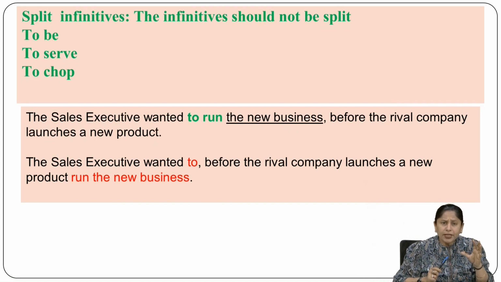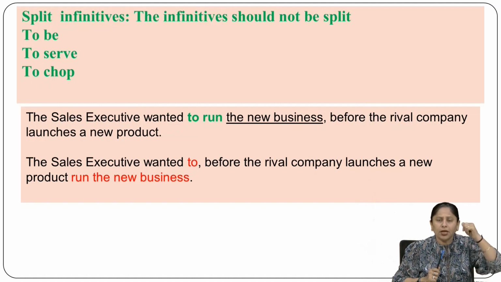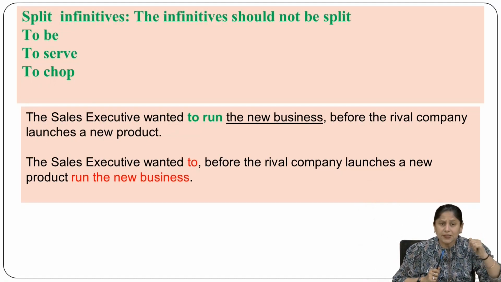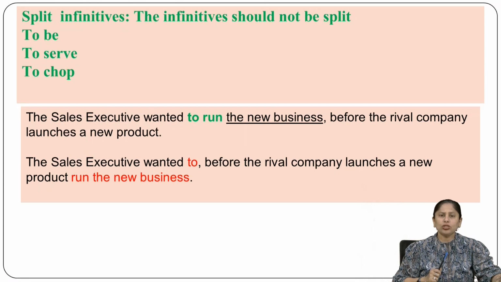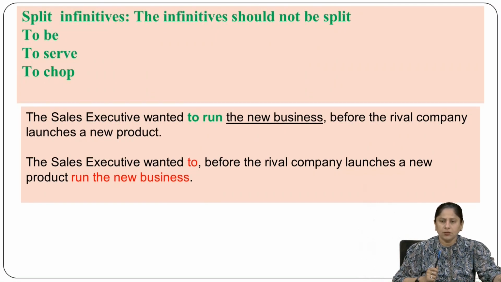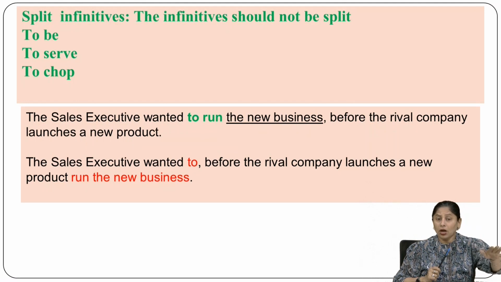I want to explain to you that squinting modifiers are modifiers which are used ambiguously, without any rules and regulations. They are kept anywhere in the sentence. For example, here you have to understand this sentence. The sales executive wanted to run the new business before the rival company launches a new product. The sales executive wanted to, before the rival company launches a new product, run the new business.